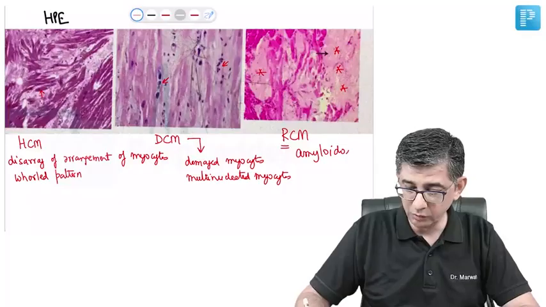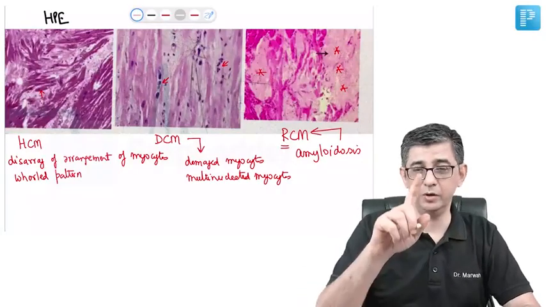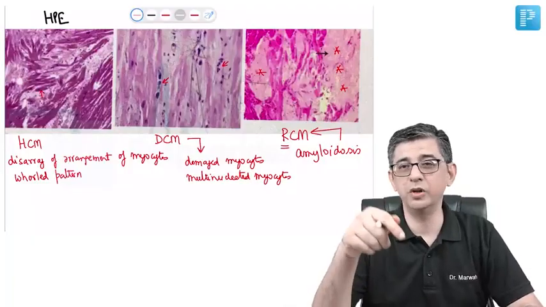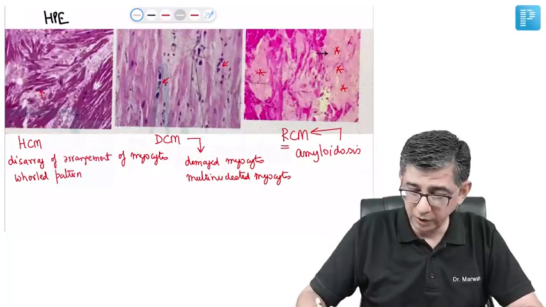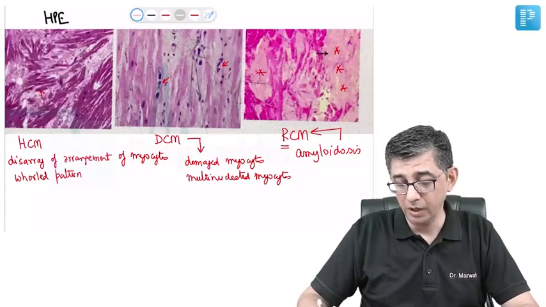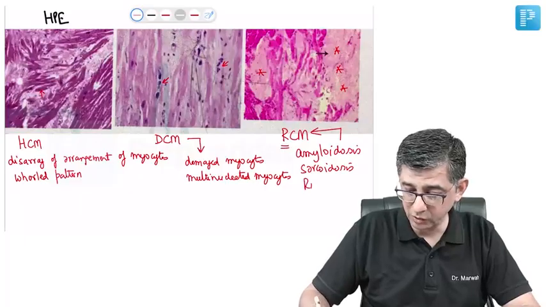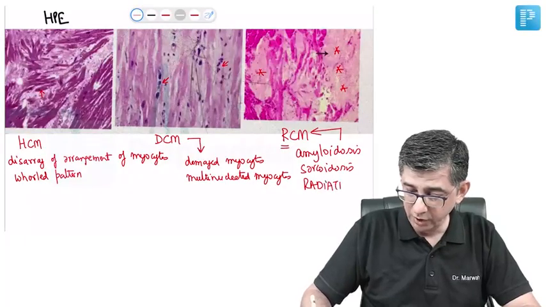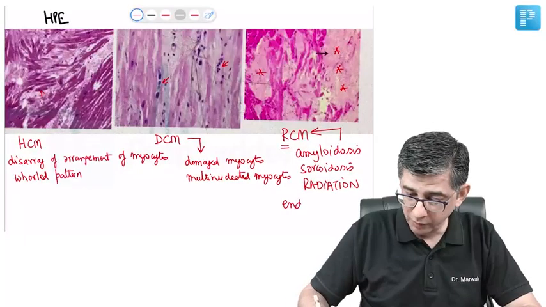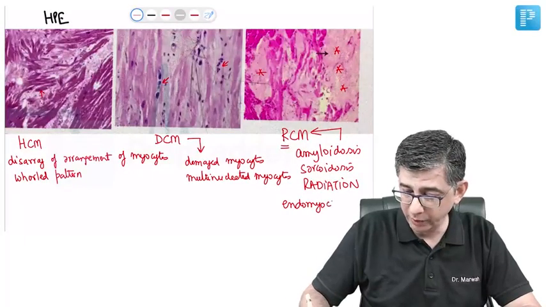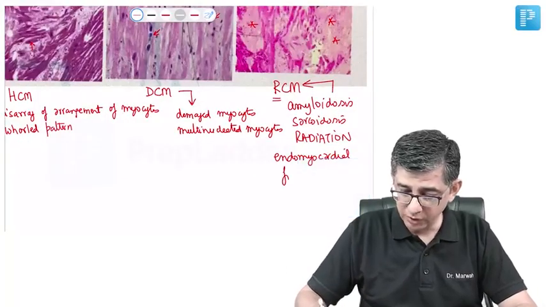Guys, I've got one more MCQ for you. The rarest type of cardiomyopathy, the number one cause for the rarest cardiomyopathy. I repeat my statement. The number one cause for the rarest type of cardiomyopathy happens to be amyloidosis. Though it could also be sarcoidosis, endomyocardial fibroelastosis, or radiation to the chest. The causes, I'll enumerate again: amyloidosis, sarcoidosis, radiation, and then a disease which is more common in tropical countries, endomyocardial fibroelastosis.